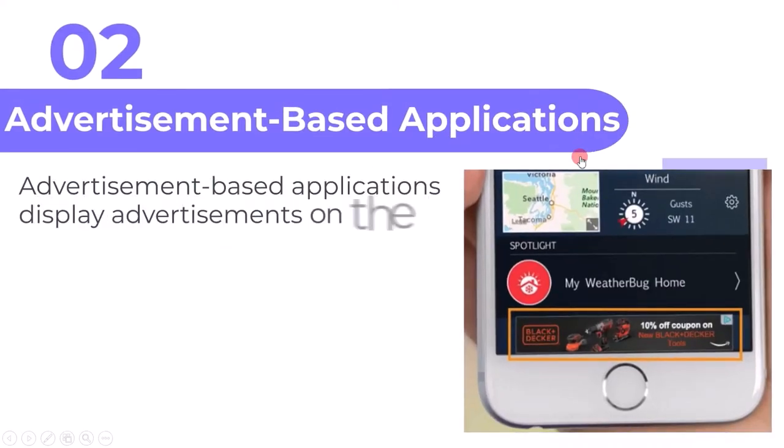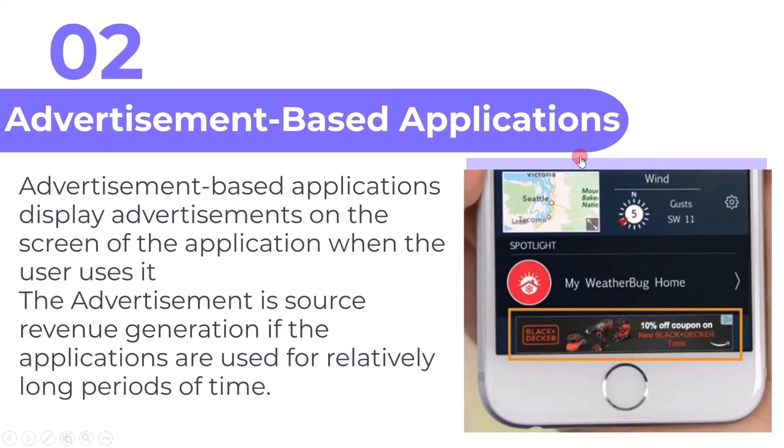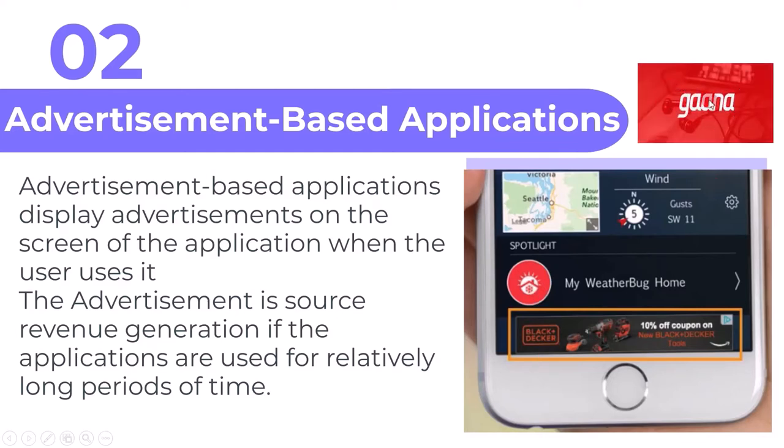The second model is advertisement-based applications. Advertisement-based applications display advertisements on the screen of the application when the user uses it. The advertisement is a source of revenue generation if the application is used for relatively long periods of time. The user interface designers must take care when displaying the advertisements. Ads must not hide the important functions of the application. Ads should not cause distraction and make the user dislike using the application. For example, the Ghana application is an advertisement-based application.